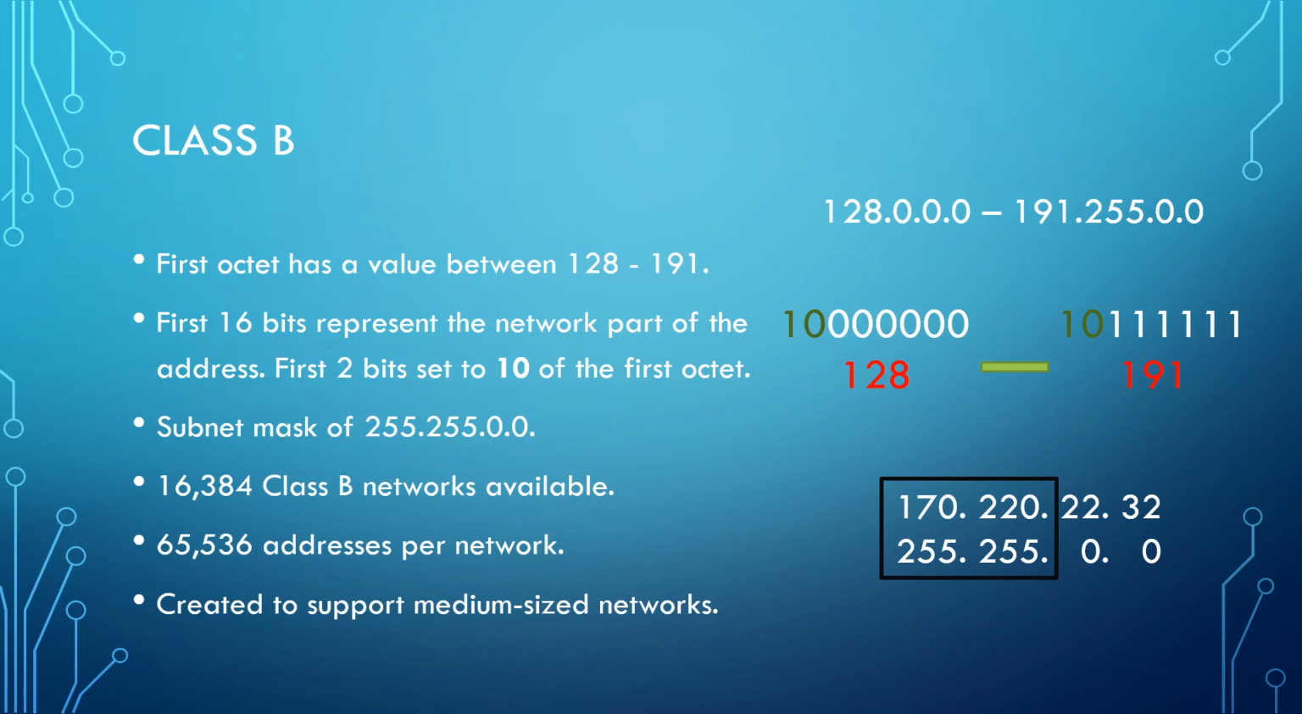With Class B networks, the first 2 bits of the first octet are always set to 10. So no matter whether we go from 128 through 191, the first 2 bits of a Class B IP address will always have the value 10. This IP address on the bottom right shows a typical Class B IP address: 170.220.22.32, with a subnet mask of 255.255.0.0. As you can see, it's the first 2 octets of the IP address which represent the network part. A Class B IP address can have any value from 128.0.0.0 through 191.255.0.0.